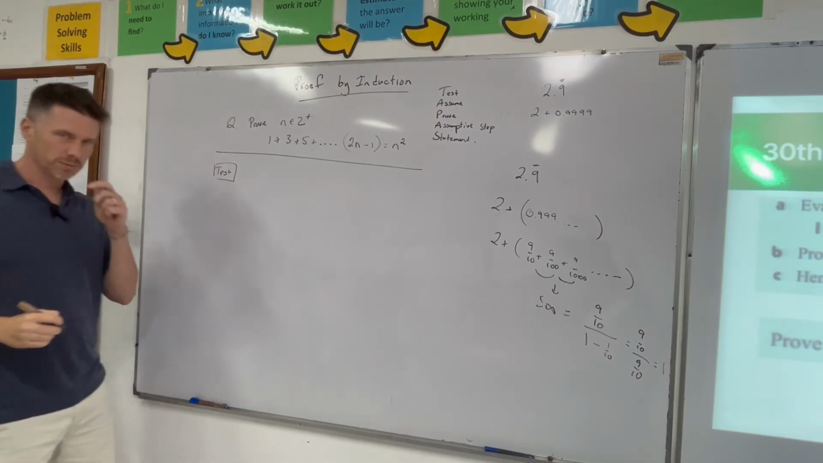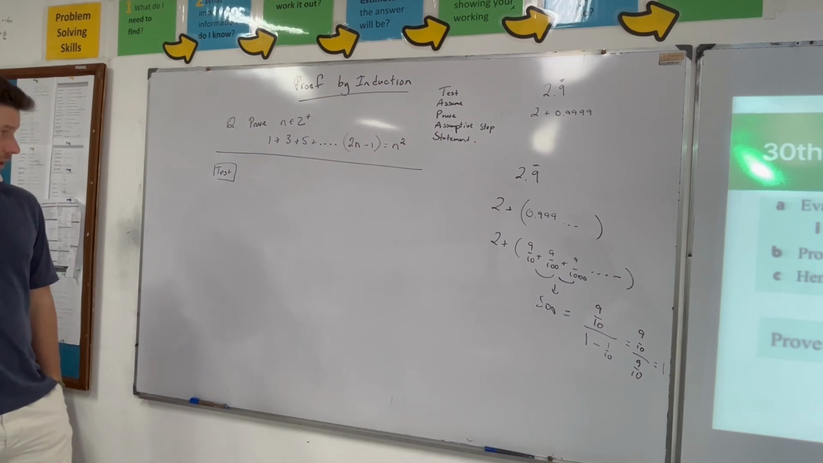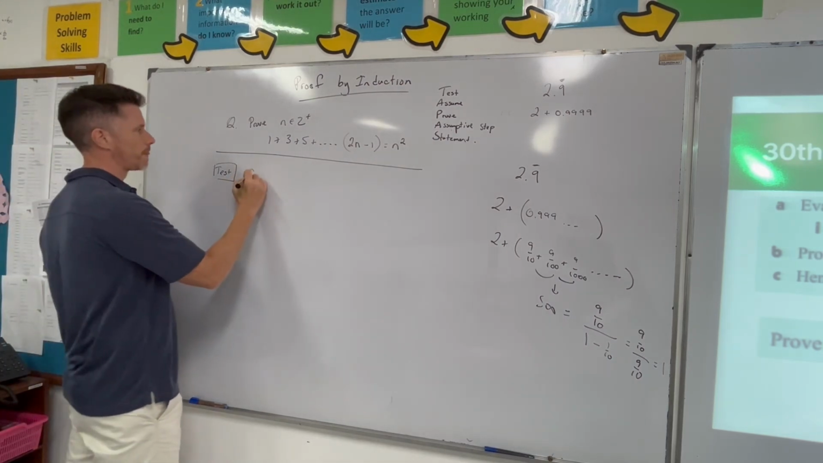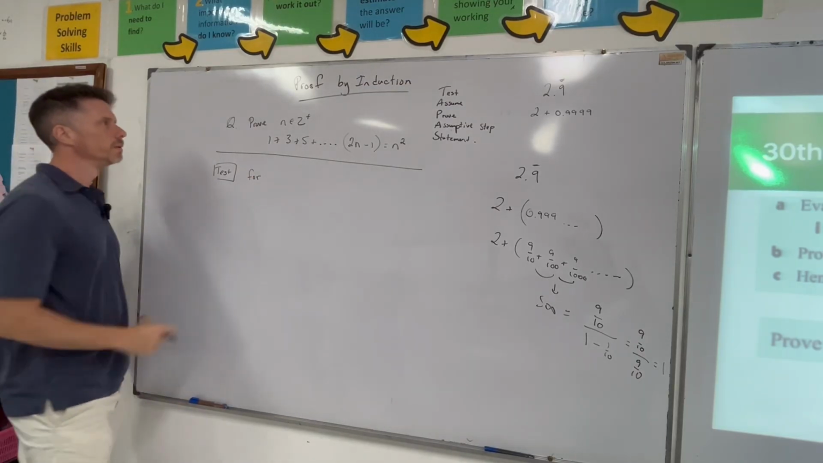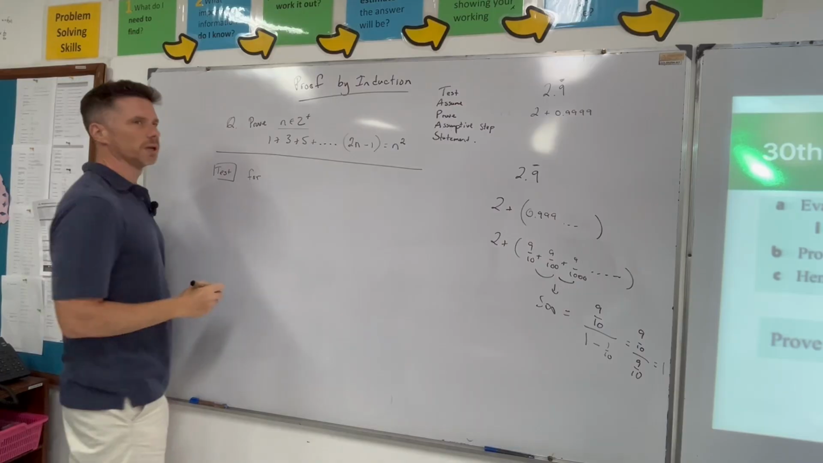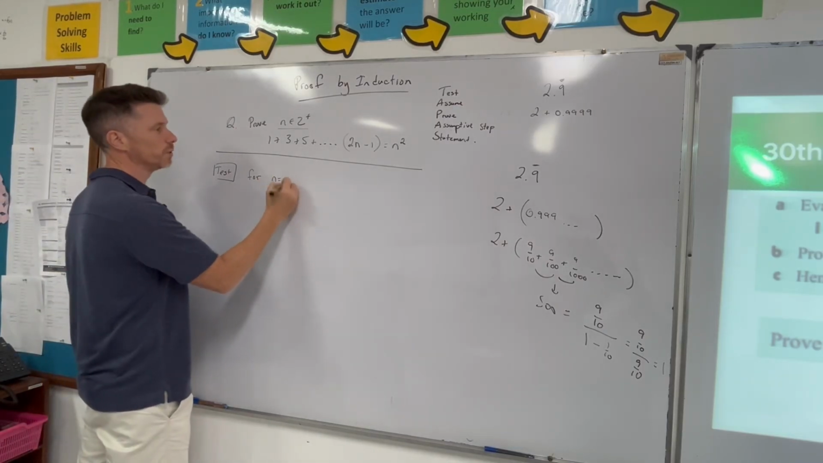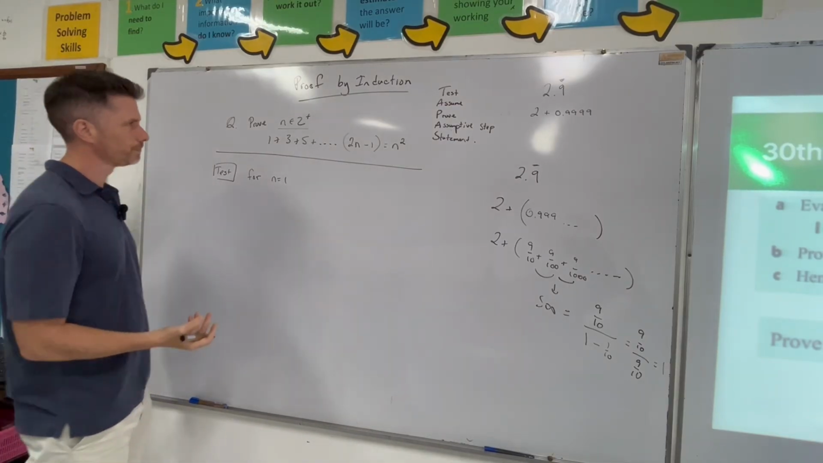When you test, you test for the base case, the lowest value n could be. So what are we going to test for? What's the lowest value n could be? We look at what number system we're dealing with: positive integers. So testing for n equal to 1 is the lowest one we can go with. Okay, so I'm going to test for n equal to 1.